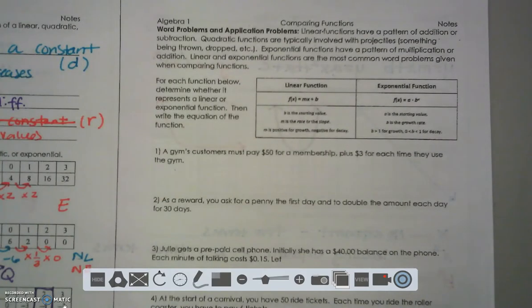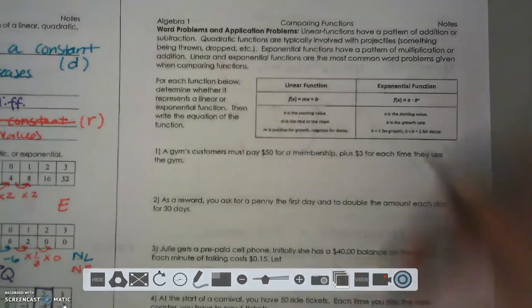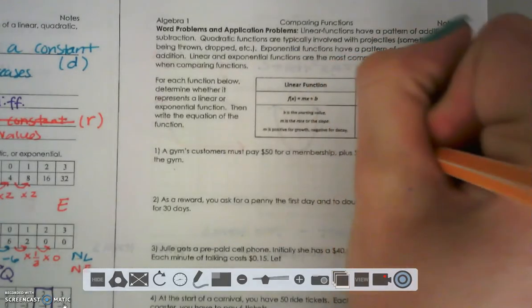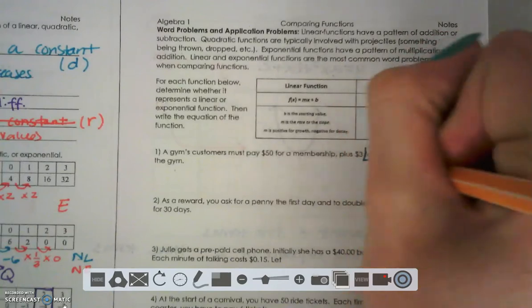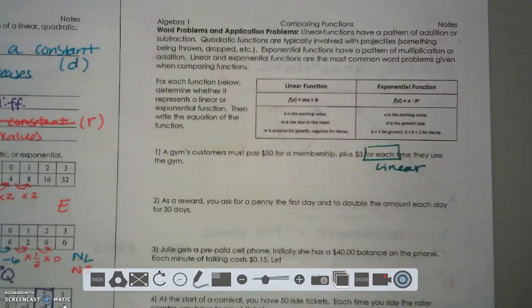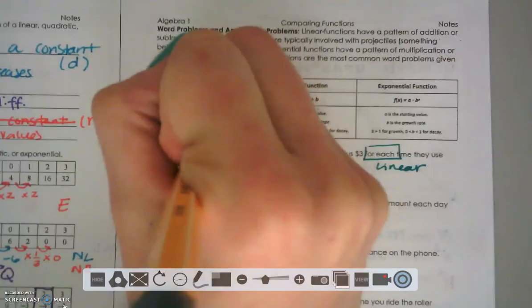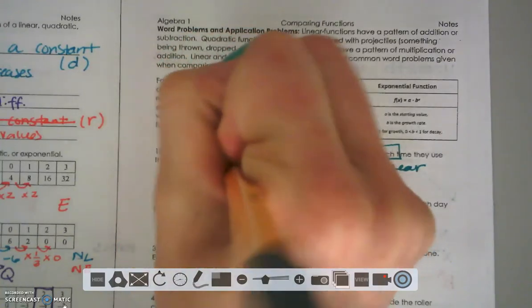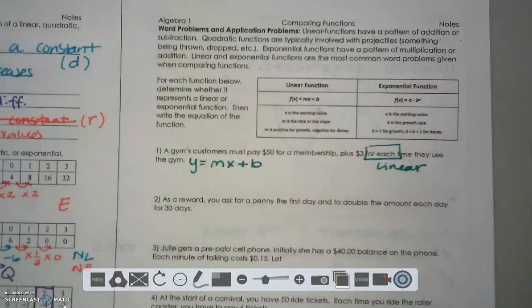Okay? So we're going to need to look for some keywords, and I'm going to underline those keywords as we read through these problems. So, Jim's customers must pay $50 for a membership plus $3 each time. This word "for each" lets me know that I have a linear function. So since I'm working with something linear, I know I have to fill in this y equals mx plus b format.